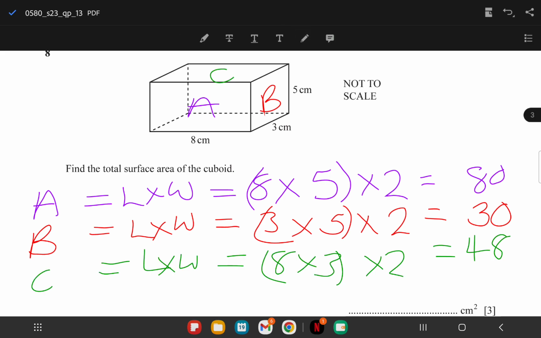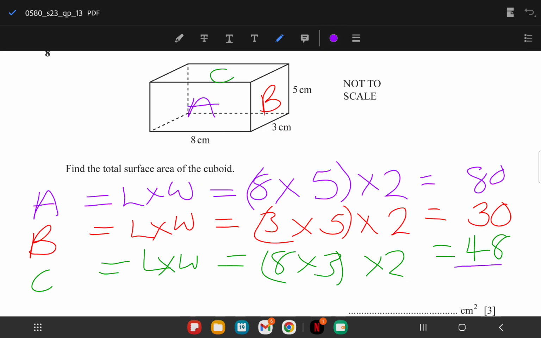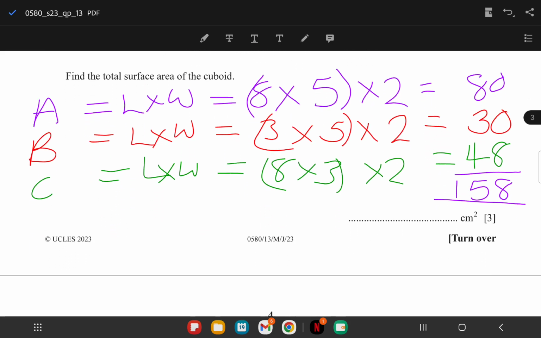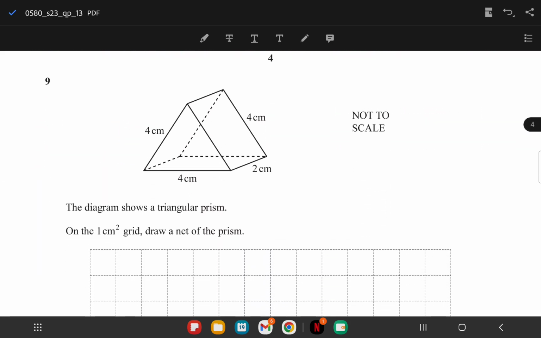Now, finally, for us to get our final answer, we are going to add these figures together. 80 plus 30 plus 48. Just going to put a line there. That is going to give me 8. 8 plus 3 will give me 11, plus 4 will give me 15. So the surface area of this cuboid is 158 centimeters squared. You can go ahead and write that in the missing line there.